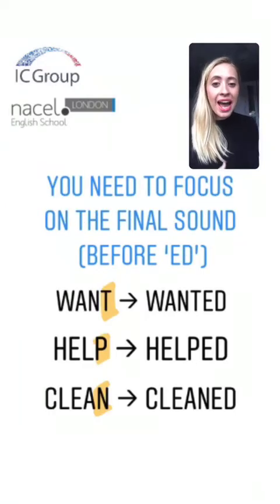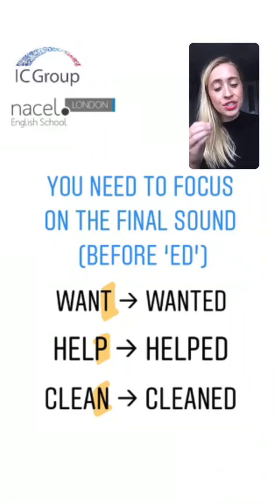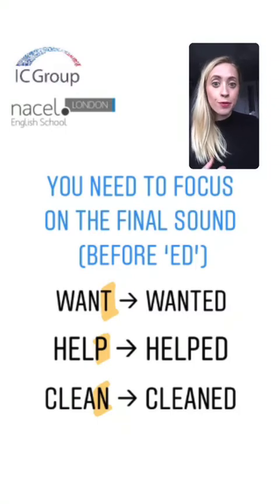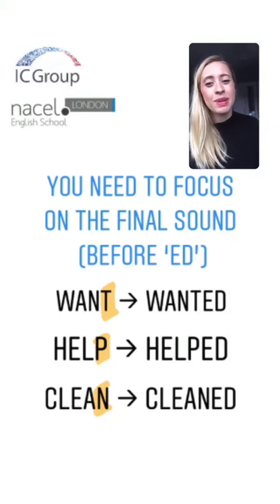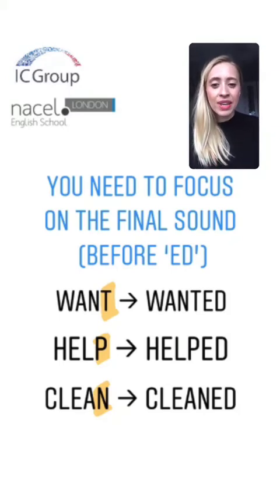So, to know how to pronounce these past tense verbs, we need to pay attention to the final sound before the ed. So for example, we have want, okay? The final sound is the t, want. That becomes wanted. We also have help, becomes helped. And we have clean, n becomes cleaned. Okay, it's the final sound before the ed that we need to pay attention to.